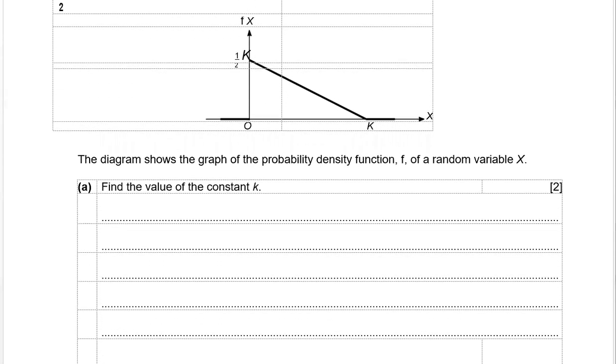Now coming to this question, they are saying to find the value of the constant k. The area under the curve is 1, because it's a PDF. This is the area of a triangle, half into height into base equals 1. So k square is equal to 4, k is equal to 2.